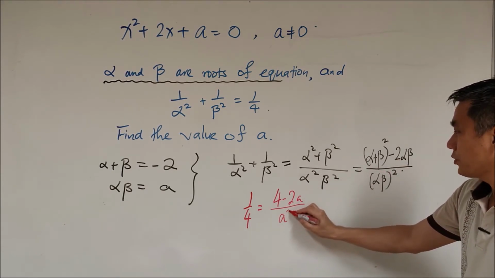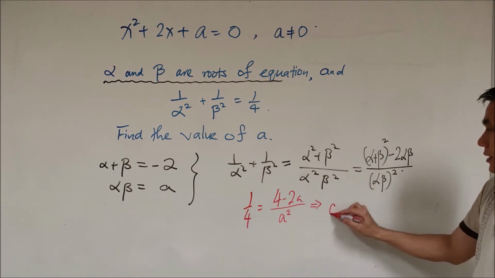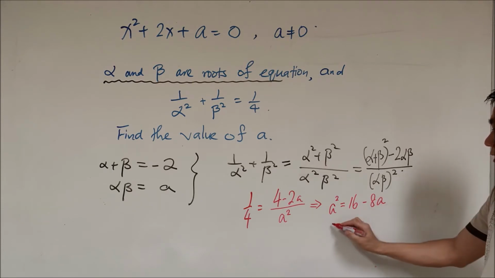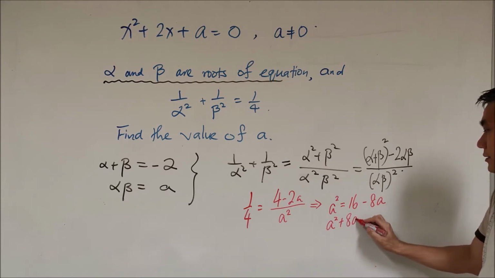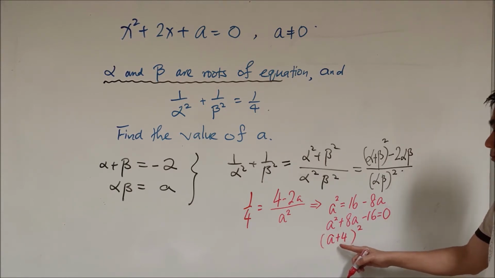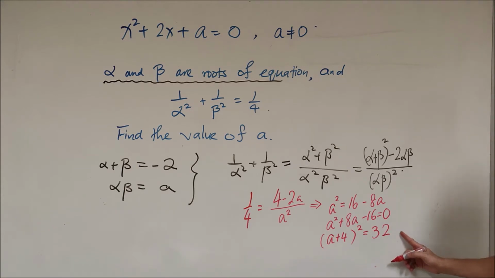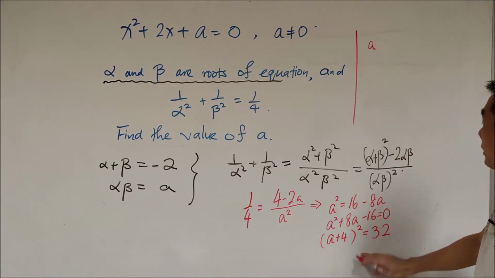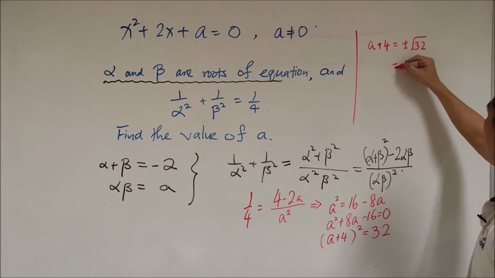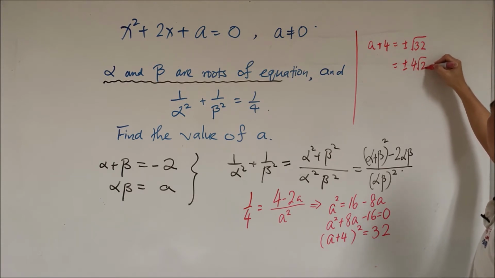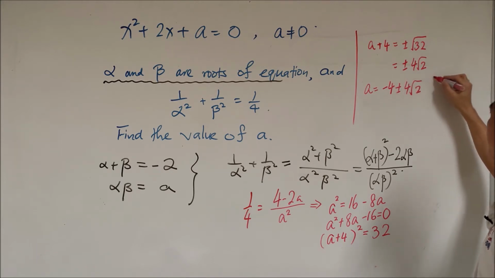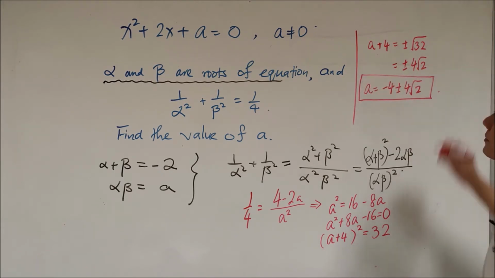over a squared. And this gives us a squared equals 16 minus 8a. So a squared plus 8a minus 16 equals 0. To solve this, we complete the square, and we get this equation. So I continue here. From here, a plus 4 equals plus or minus the square root of 32, which equals plus or minus 4 square root of 2, and a therefore equals -4 plus or minus 4 square root of 2. And that is our answer here.